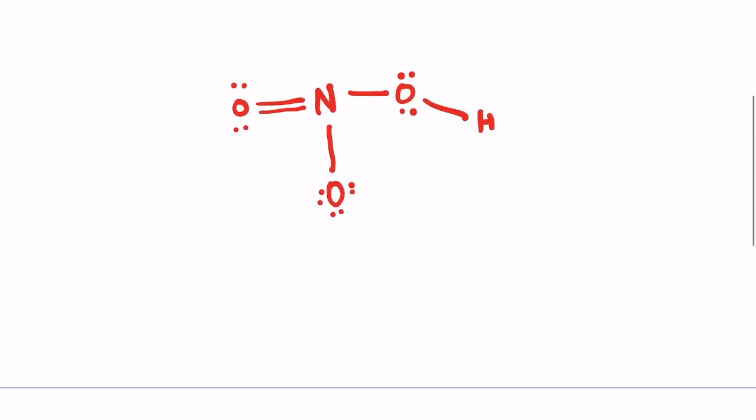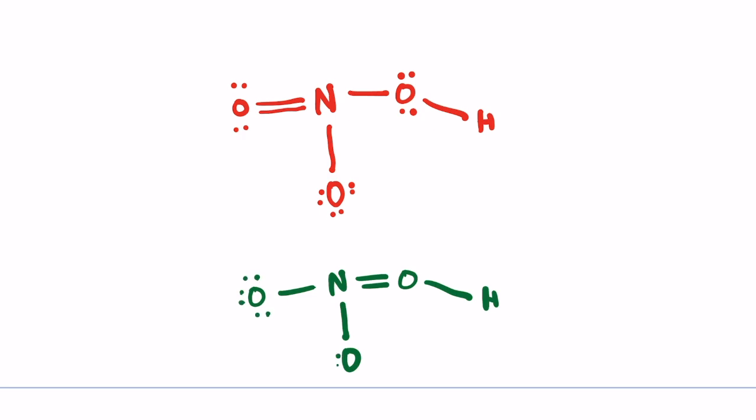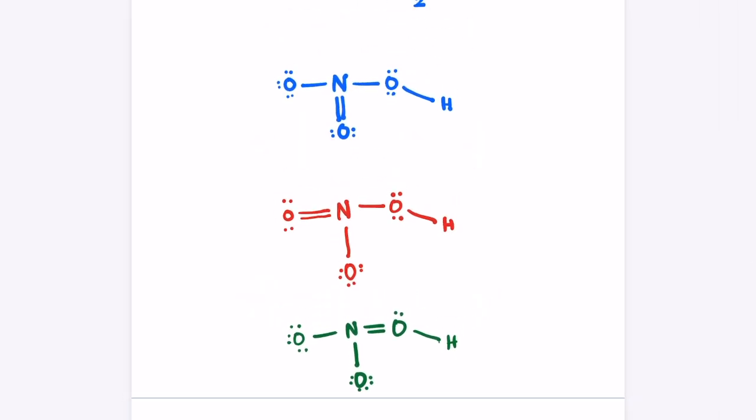Now there's a third possible structure that we can have, and that structure looks like this. We put the nitrogen here and the double bond over on this side with a single bond this way, and single bond this way, a single bond this way, 2, 4, 6, 2, 4, 6. If you count the number of electrons, you'll see it comes to 24. So then, how can we decide which of these 3 structures is the actual Lewis structure of nitric acid?